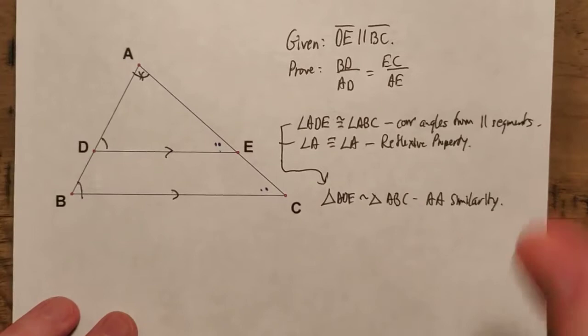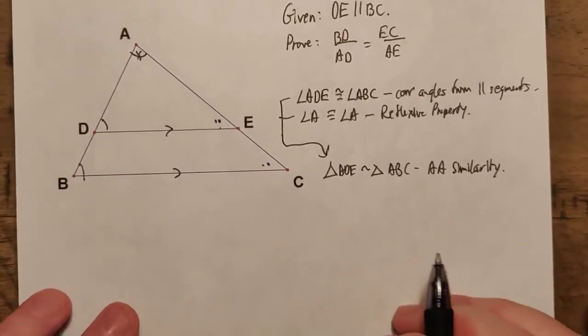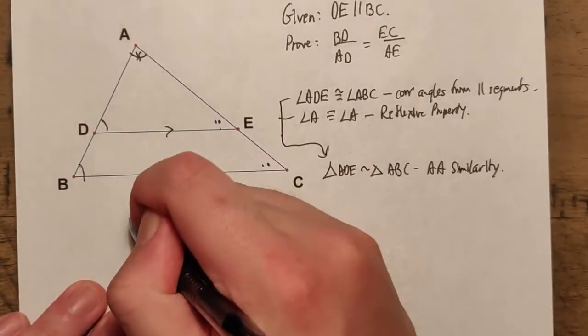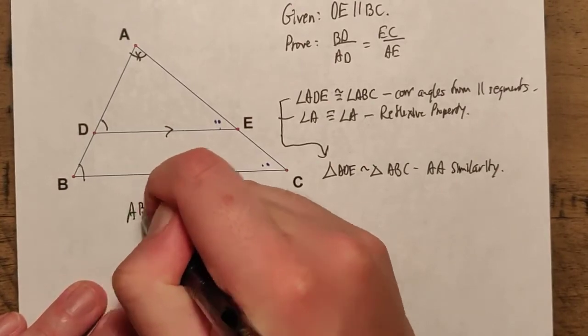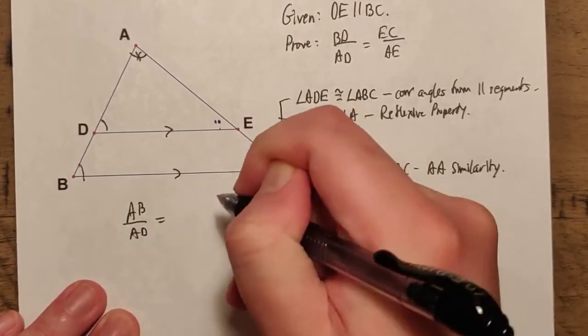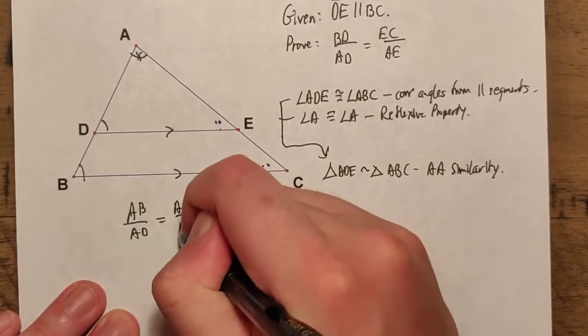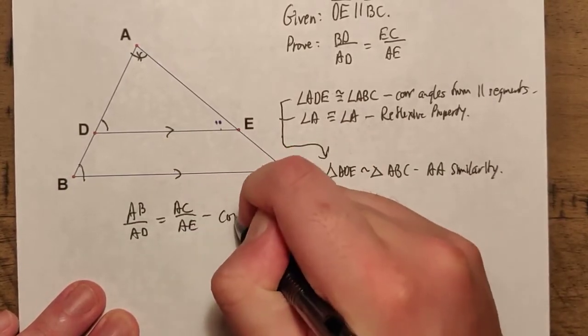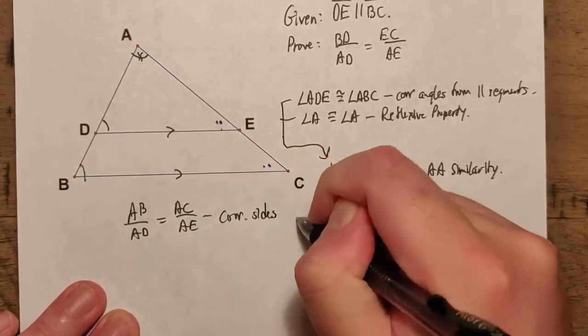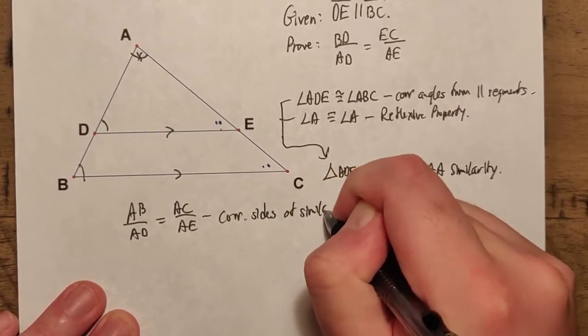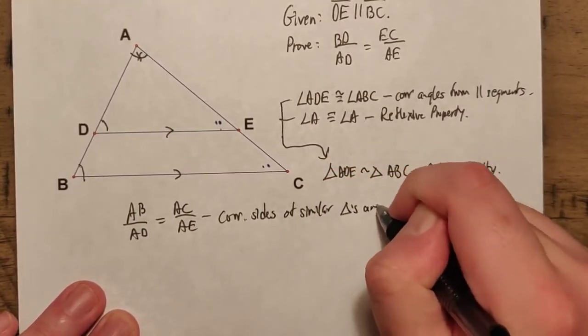Now this is where we're going to start writing it out a little bit more. We can say here that AB over AD equals AC over AE. These are corresponding sides of similar triangles, and they are in proportion.